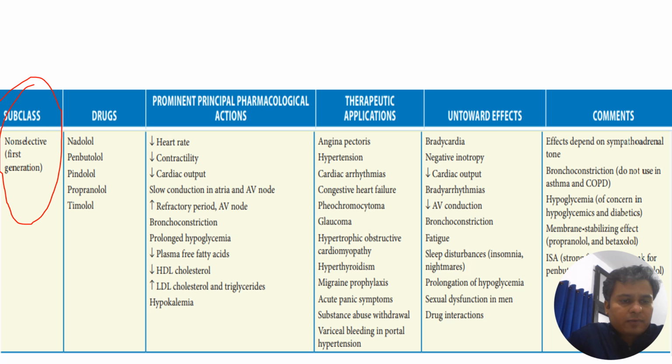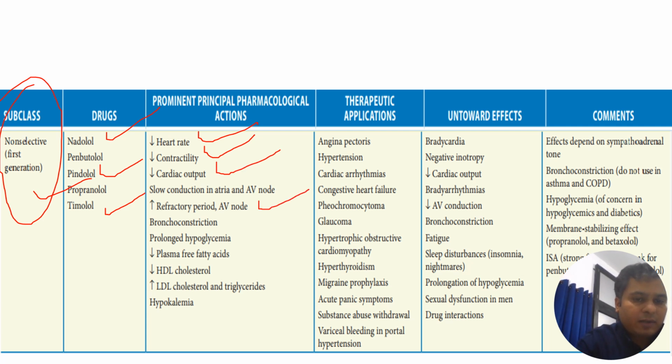This class of non-selective beta blockers comprises drugs like propranolol, pindolol, nadolol, timolol, right? So these kinds of drugs are present in non-selective beta blockers. We have already seen the pharmacological properties. What were they? First was negative chronotropy, a decrease in the heart rate. Then negative inotropy, decrease in contractility. Then decrease in the cardiac output as well. Then decrease in AV conduction. We have got bronchoconstriction.